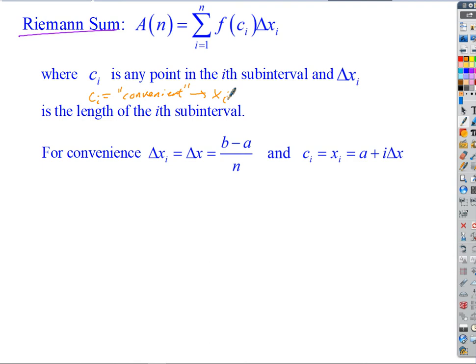And delta x sub i is the length of the ith subinterval. So it accounts for the possibility that the subintervals are not uniform lengths. But once again, it doesn't make any difference, so let's take the convenient approach and let them all be the same width, right? Why not? We're going to get the right answer either way, okay?